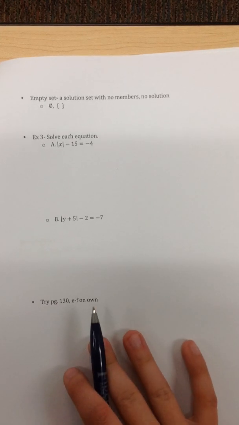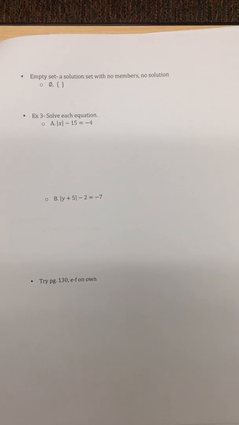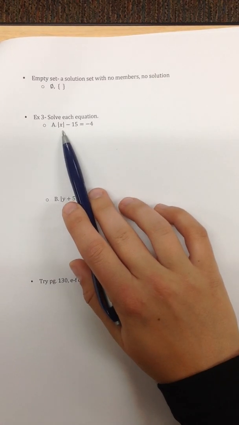Okay, so let's work through these next ones here. We've got example 3, absolute value of x minus 15 is equal to -4. Well, the first thing I want to do is try to get that absolute value by itself.